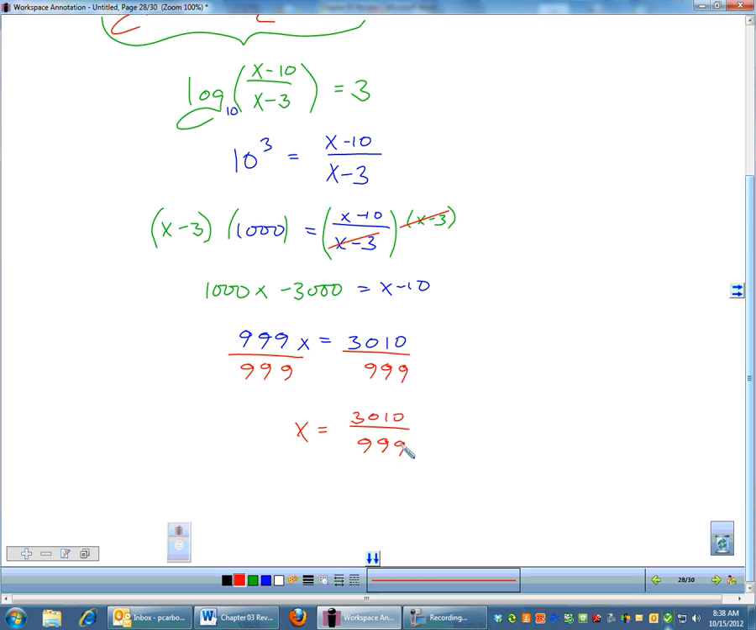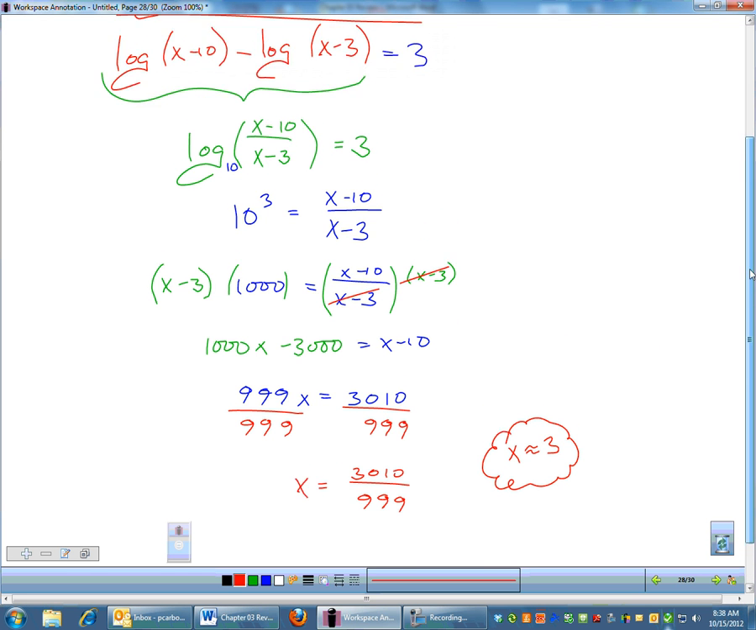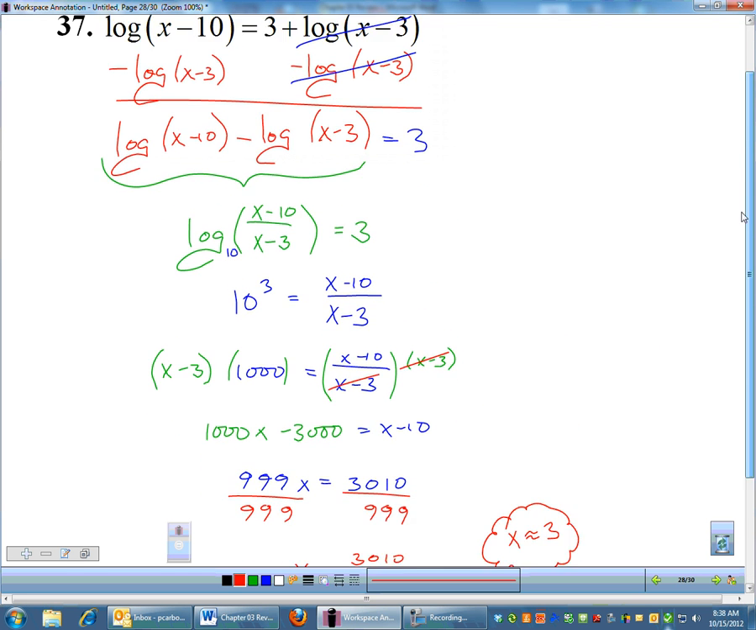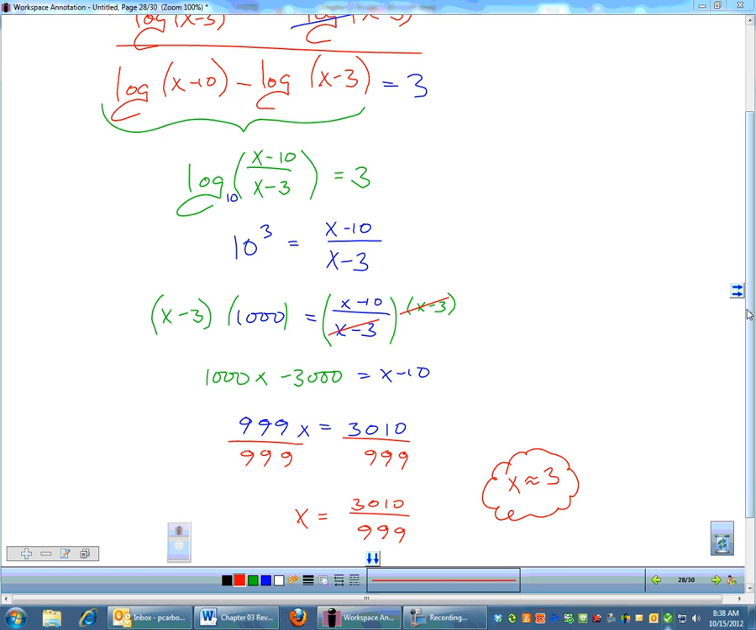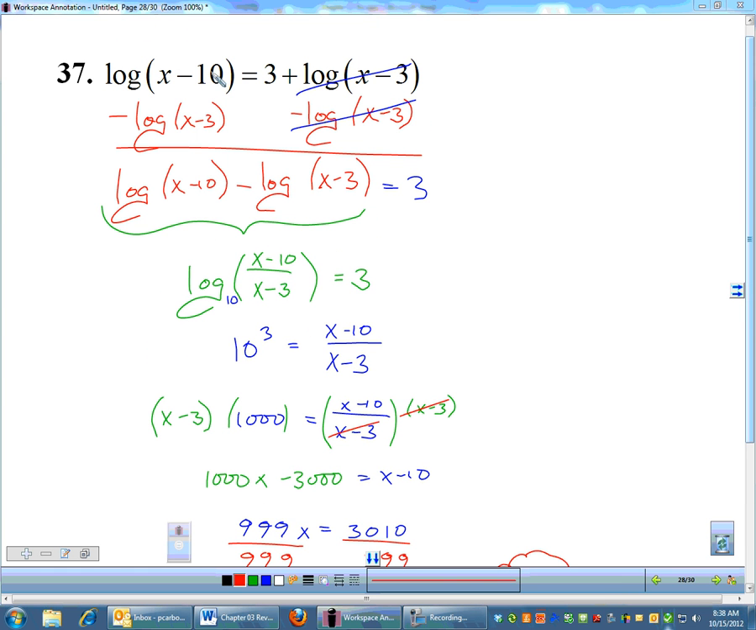And 3,000 divided by 999, that's pretty close to 3. It's really close to 3. And the reason I want to know what that's close to is because I want to know if I plug in 3 for x, or something really close to 3, whether I get a negative in the original problem. So I'm going to go back in and test this. If I plug in 3, let's see, 3 minus 10. Geez, are you kidding me? 3 minus 10 is negative 7, right?